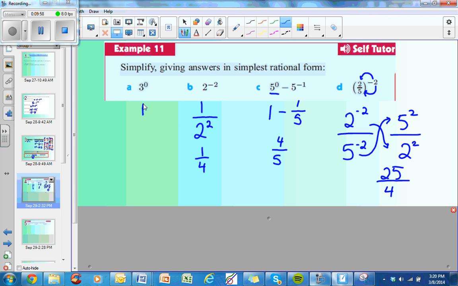Now another way to do this problem is to start with this negative and distribute it first. And what that tells you to do is flip that fraction over. So if I use that negative, it's now 5 divided by 2 to the power of 2. Notice that I no longer have a negative exponent. I now have a positive exponent. Now 5 squared is 25, and 2 squared is 4. Either way, we got the same answer.